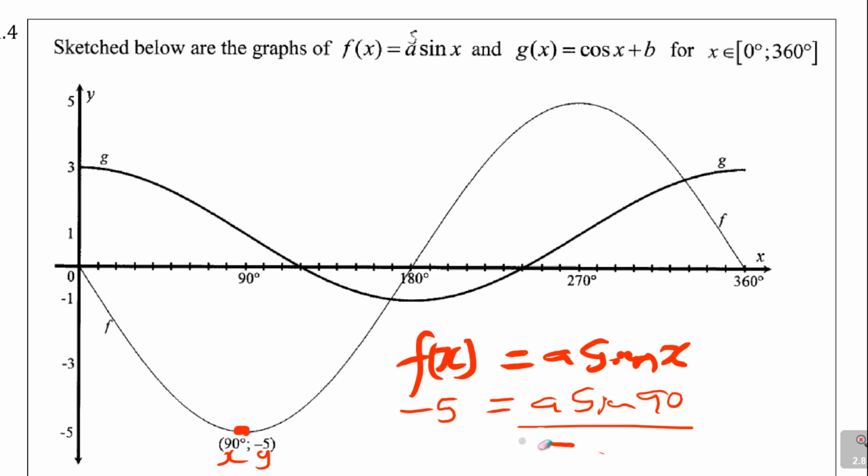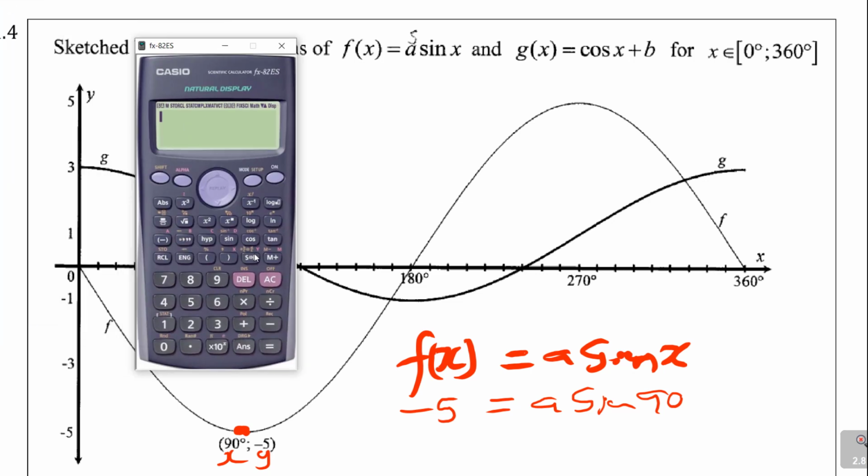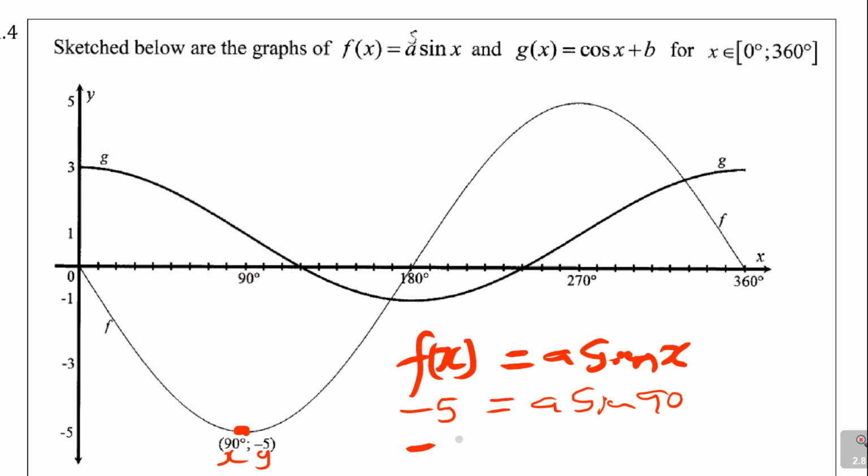So let's not divide yet. Here, let's just erase. So you come back and say here what is sin 90? So look at this, sin 90 equals 1. So minus 5 is equal to a times 1. So what is a? A is minus 5. See that? So you can write it and say a is equal to negative 5.